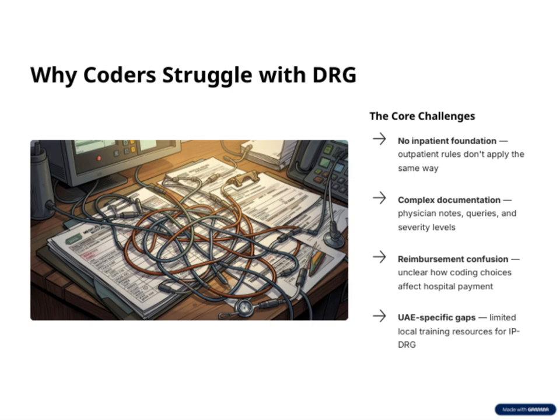Overall, these factors highlight why coders struggle with DRG. The combination of limited training, unclear reimbursement implications, complex documentation, and differences between outpatient and inpatient rules makes accurate coding a real challenge. Understanding these core issues helps us see where improvements are needed to enhance the accuracy and efficiency of DRG coding in the region.